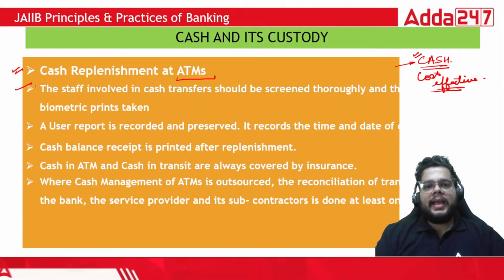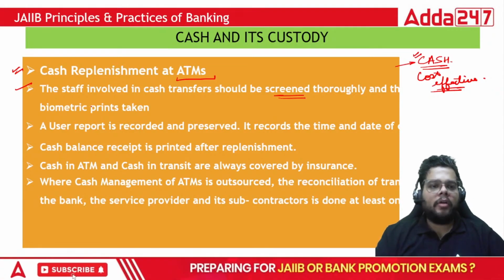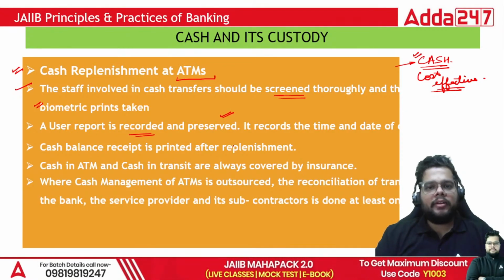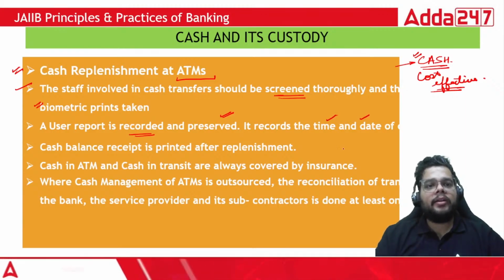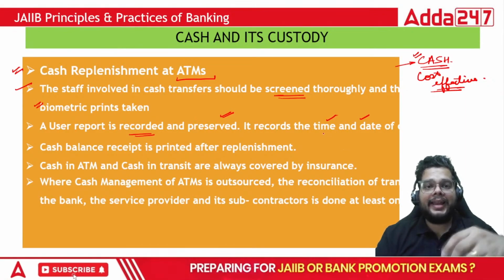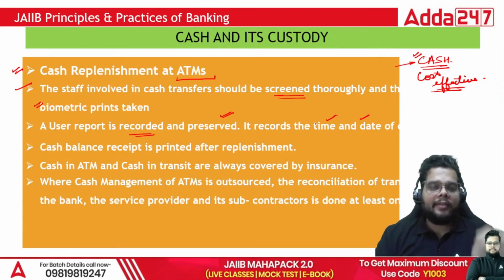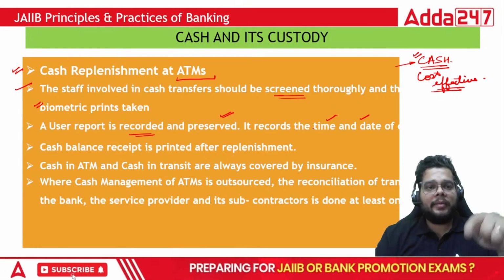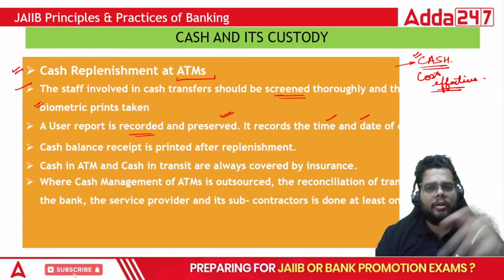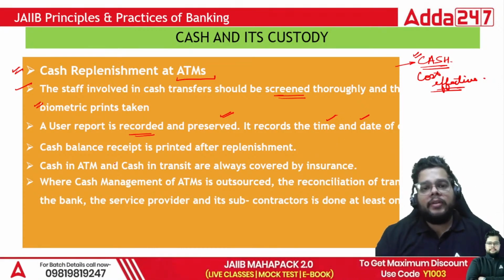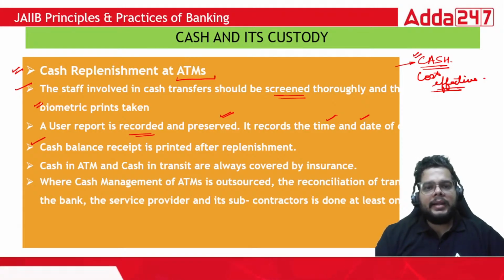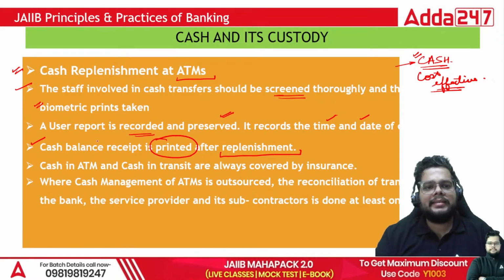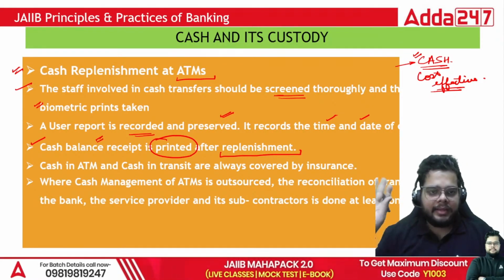So the staff involved in the cash transfer should be screened thoroughly. Fine. All those biometric prints must be taken. A user report is recorded and preserved also. It will also record the time and date of the replenishment of the ATM, whether you have utilized your key for the ATM, the card for the ATM, the branch card, or for that matter, whether you have entered the replenishment amount on this date at this time. All these things will be preserved and recorded. A cash balance receipt is printed after replenishment, and mostly we have seen that the print of your cash balance receipt will be pasted in one register also.